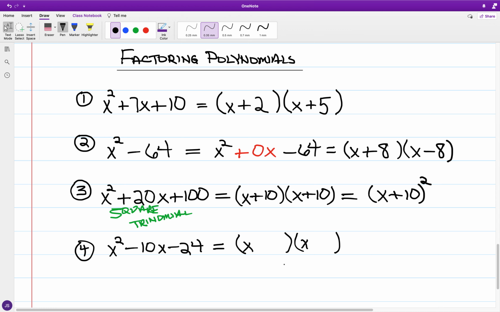So this is going to signal that more weight is going to be given to the subtraction than to the addition. Okay, so for negative 24, negative 24 has all kinds of combinations, but where the factors will add up to negative 10, we have on the minus side 12, and on the plus side we have only 2. So your factors will be x plus 2 and x minus 12.